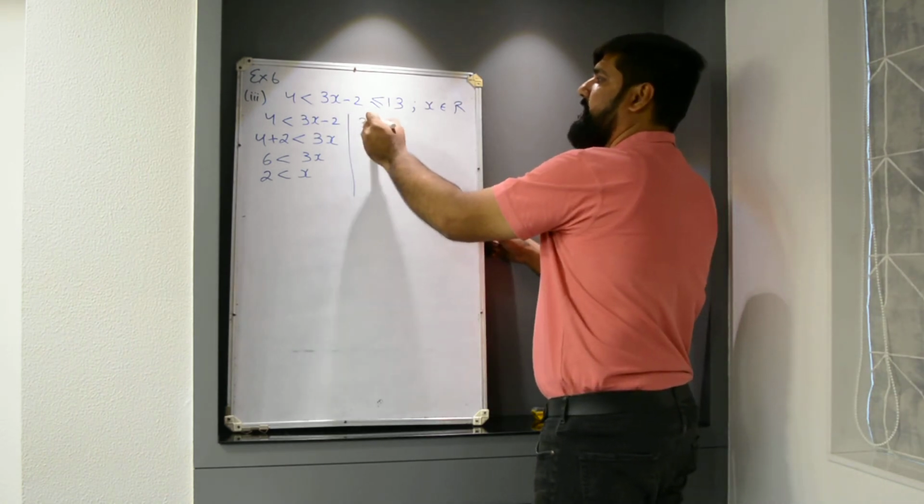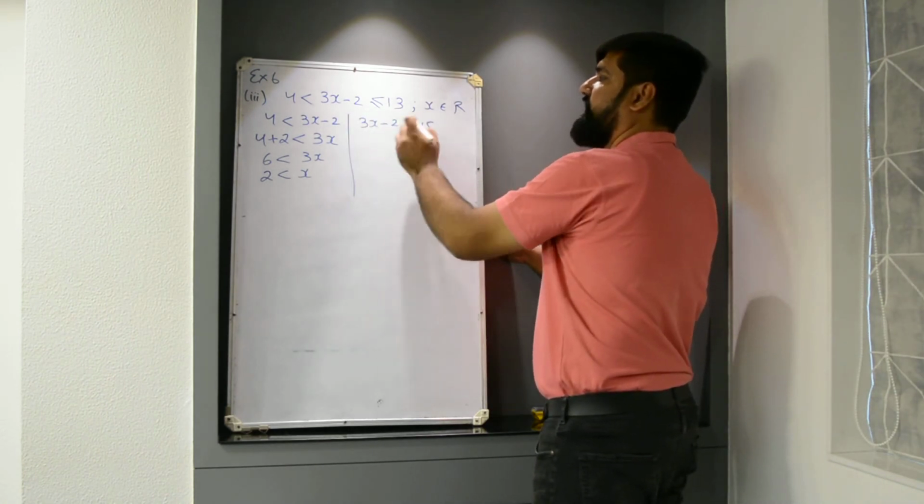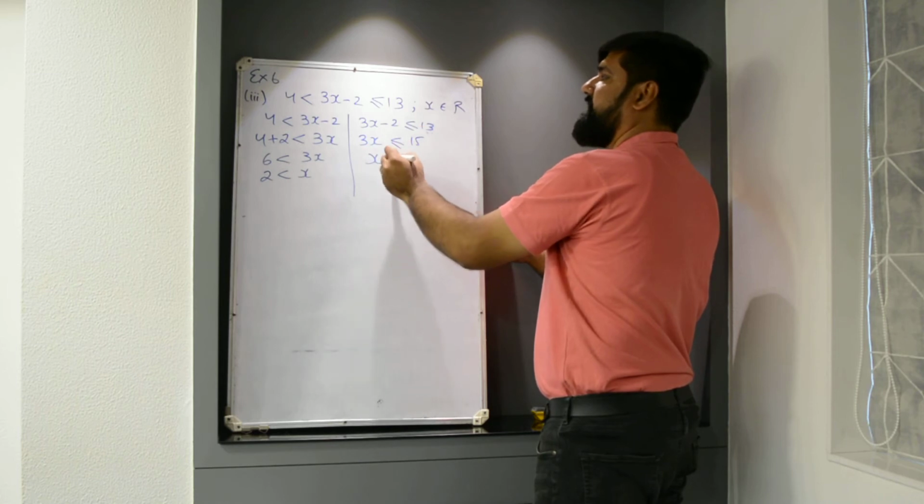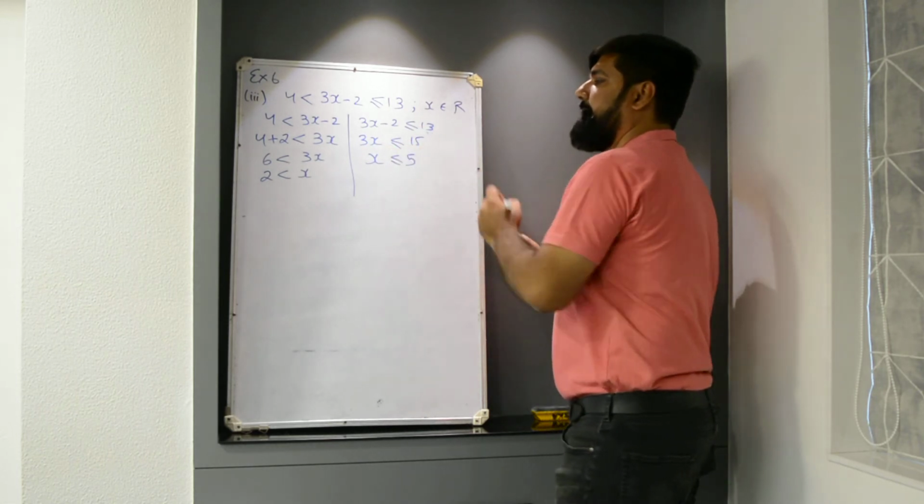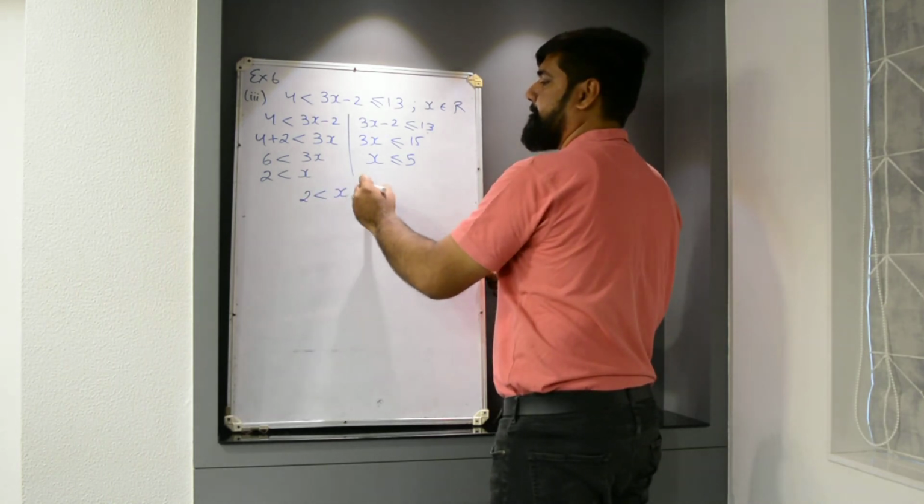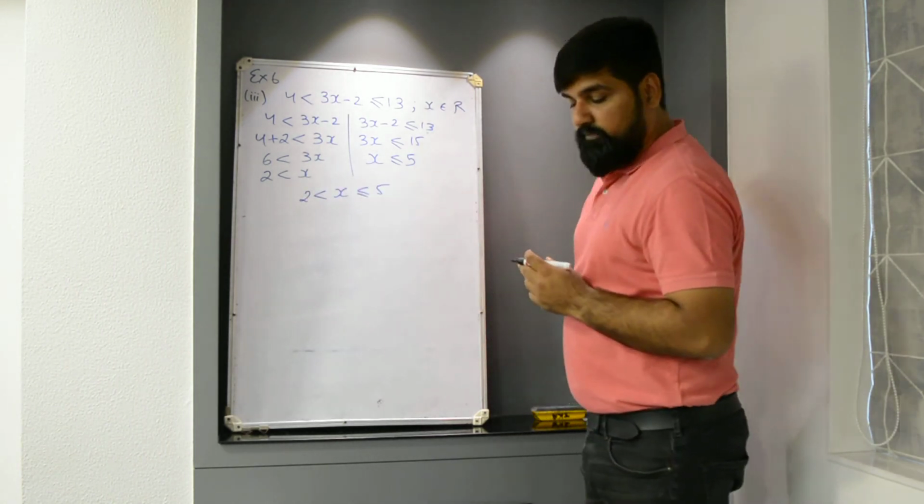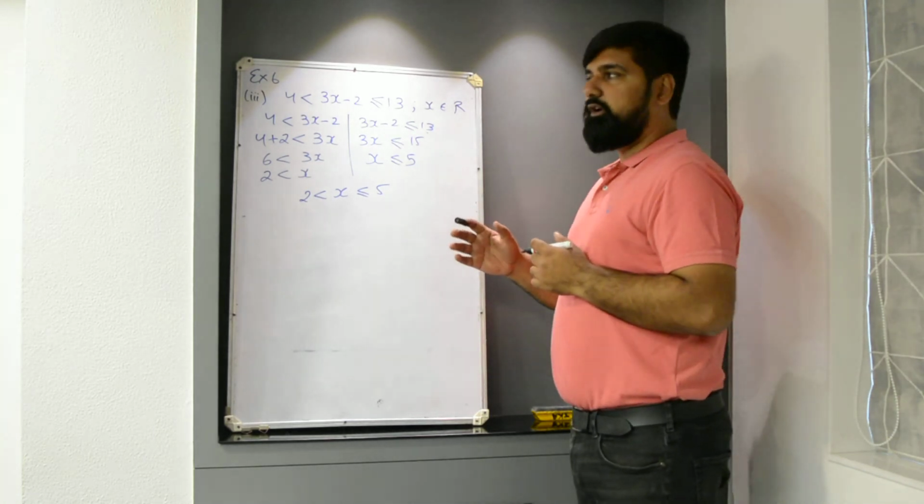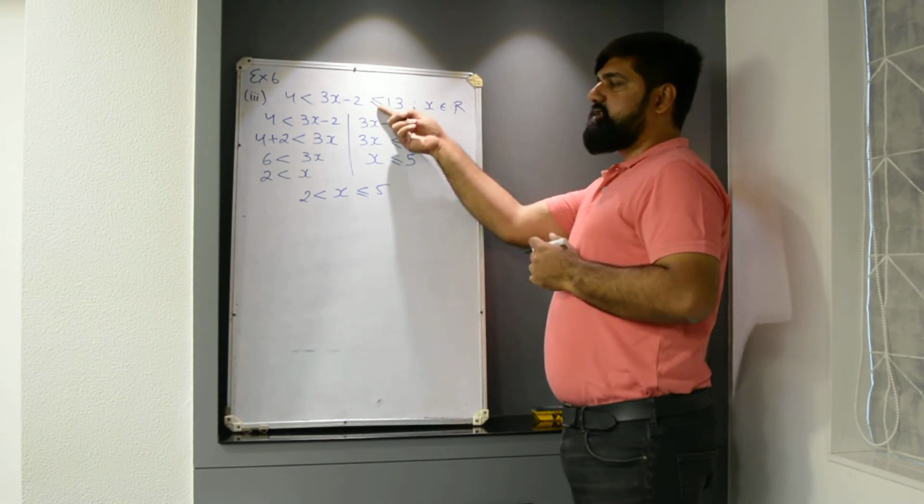And the second, 3x minus 2 is less than or equal to 13. So we have 3x less than or equal to 15, x less than or equal to 5. So the solution that we got on combining these two is, okay, so if we plot it on a number line, what we'll get? But we have to solve another inequation. The first inequation is given in this.